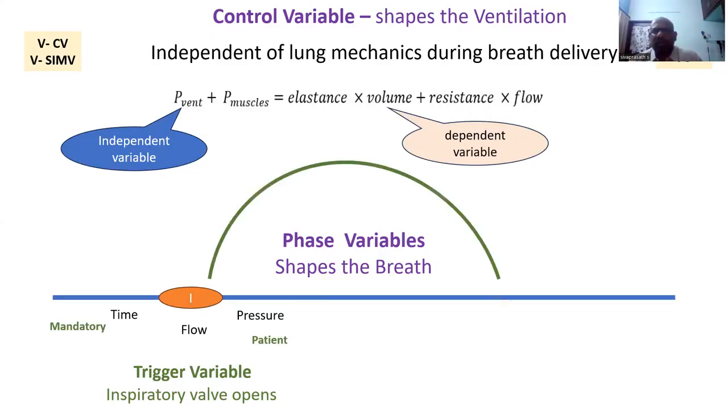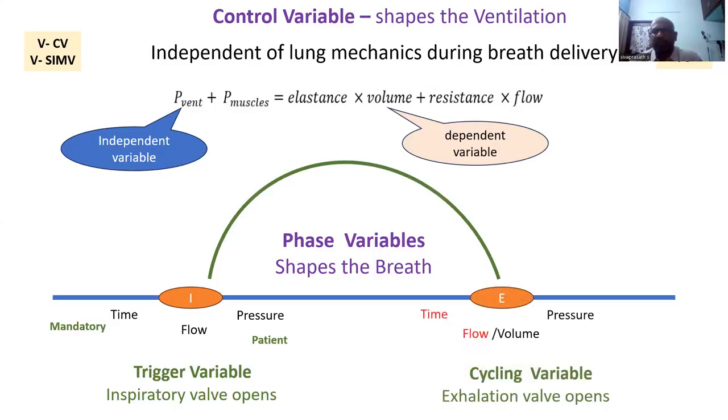Next is how the inspiration ends and goes into exhalation. That's called the cycling variable. That also could be time, flow, volume, or pressure. Commonly, time is used in mandatory modes and flow is used in spontaneous modes.